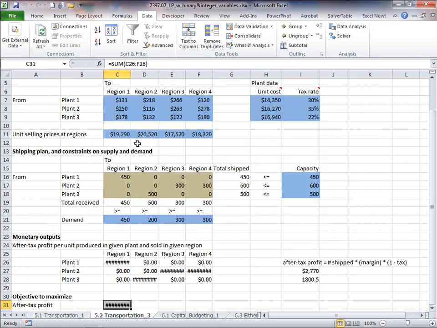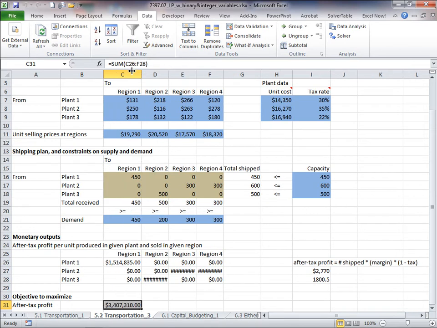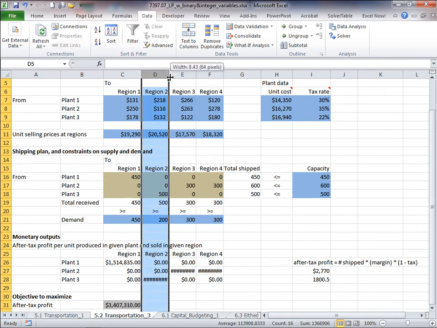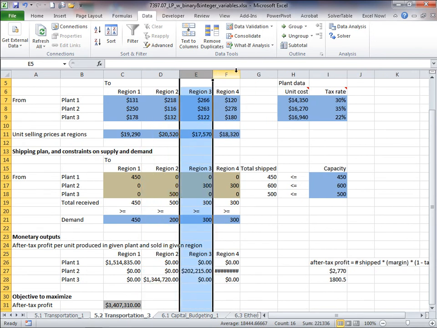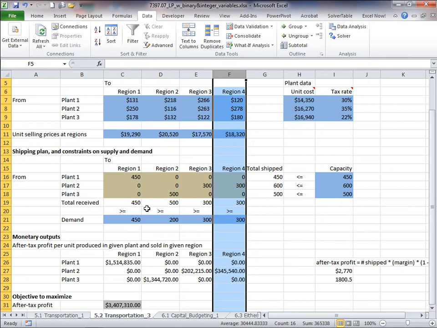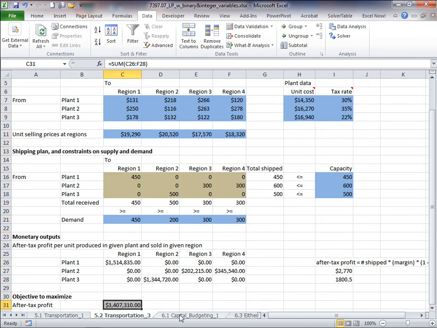So let's go ahead and solve it and see. Solver found a solution, and oh boy, look at that. How about if I expand it a little bit here? Because my numbers are in the hundreds of thousands of dollar range. So my after-tax profit, according to the solver model, is $3,407,000. Is that the same answer that we got here? Looks like it. Looks like it's the exact same answer, right? Is that the answer you got? Is that the answer in the book?